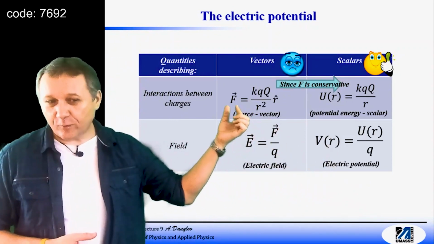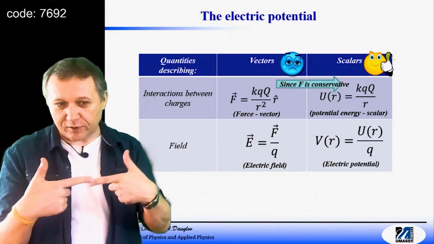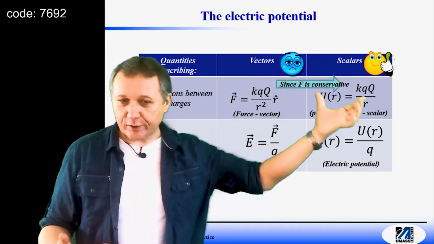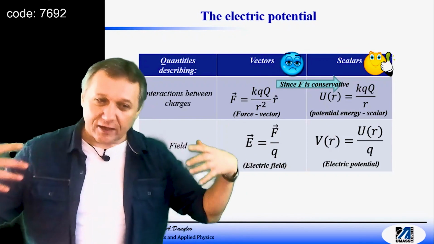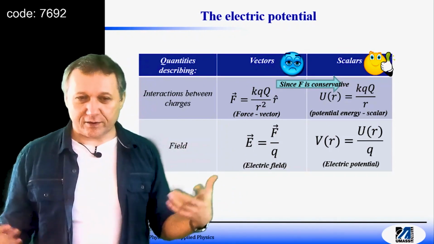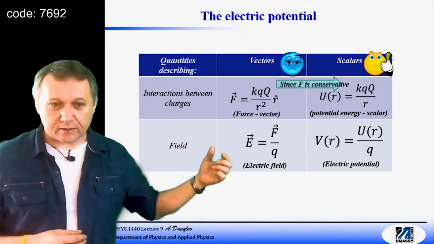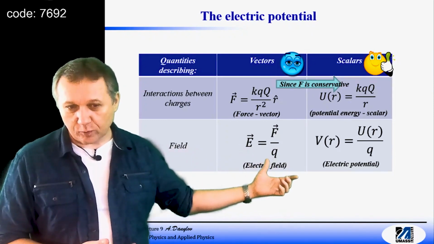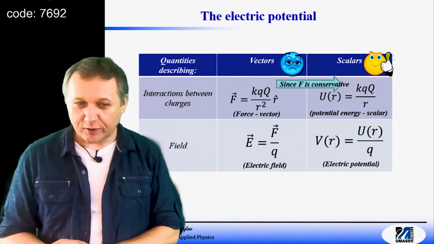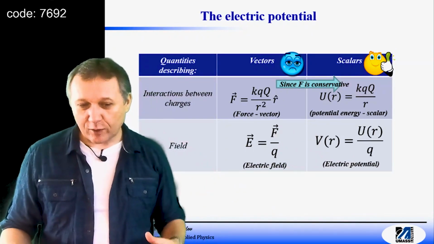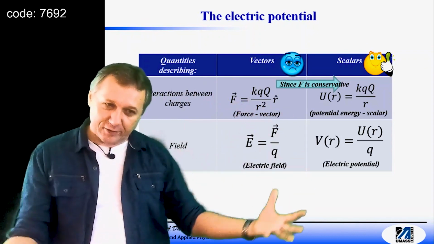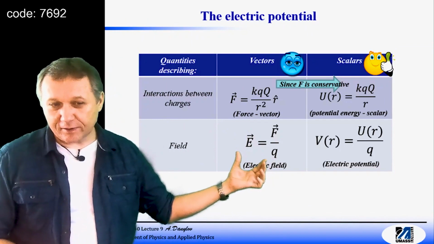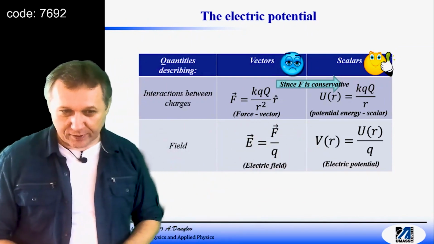So instead of force, which describes interactions between two charged objects, since that force is conservative, we introduce the potential energy. Again, energy of interactions, right? And then in the previous class, instead of electric field, which is again a vector quantity, we introduce the scalar quantity, the electric potential. So now if you have an electric field created by some charge system, you can describe it either using electric field or using the electric potential.